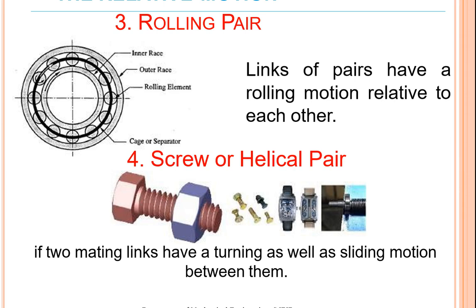Further, if you take the screw pair or helical pair, if the two mating links have a turning as well as a sliding motion between them, then it is called a screw or helical pair. So here, if you take a bolt and nut, the bolt is fixed and has threads on this structure. If you move the nut on the thread, it is going to advance throughout the length. So here we can expect a sliding motion as well as advancement. So like this we can expect two types of motions to be present.